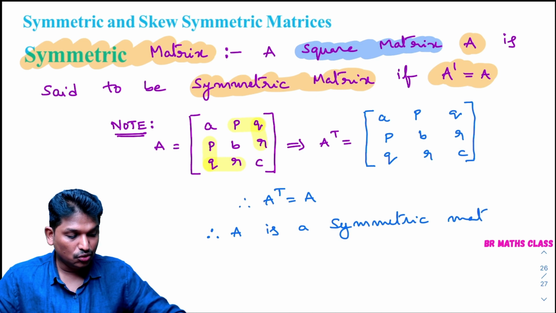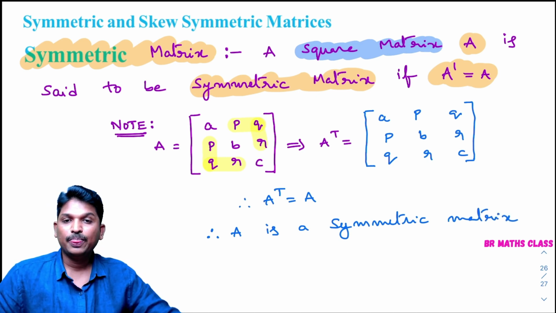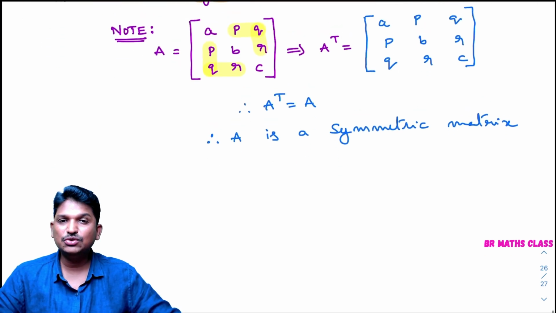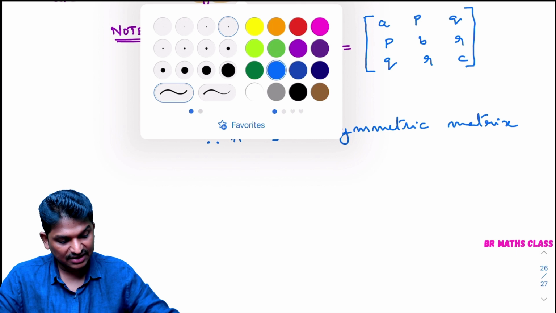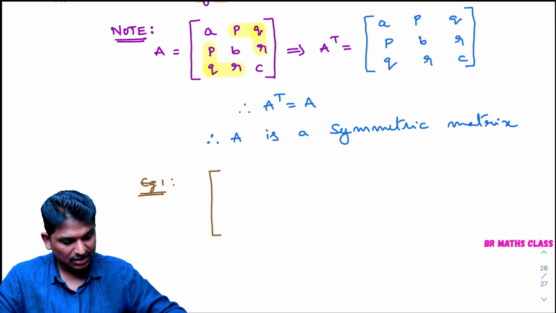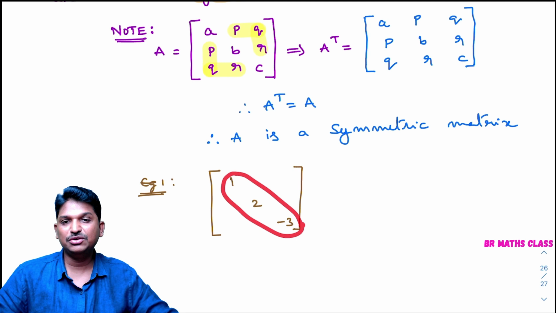I hope you understand the definition of symmetric matrix, right? The general pattern of symmetric matrix you also learned. With this, you can give so many examples. For example, I'll take another example here, example 1. To give an example for symmetric matrix, write the diagonal elements as per your wish: 1, 2, minus 3. You can write any three real numbers as diagonal elements.